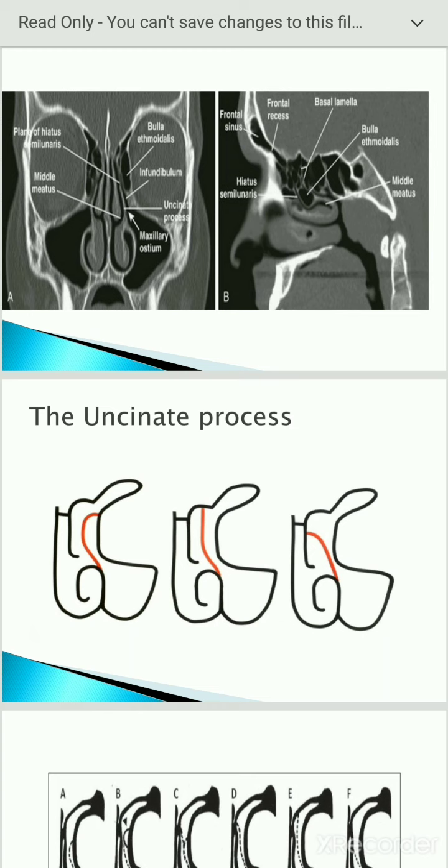This figure shows the attachment of uncinate process. It may attach lateral to the lateral wall, it may attach to the roof, and it can also attach medially with the middle turbinate.